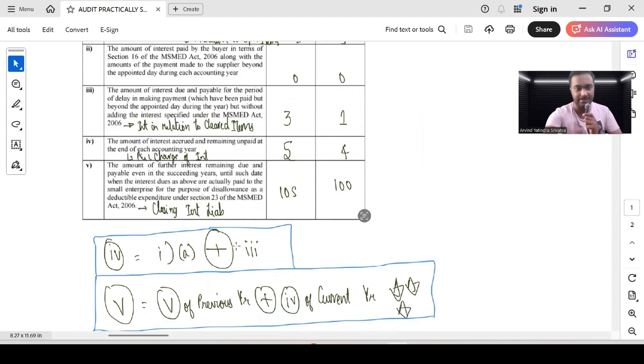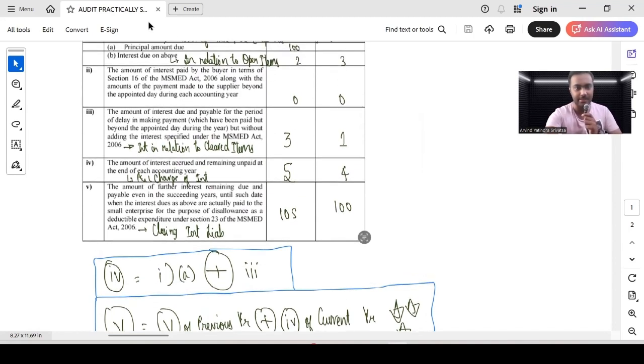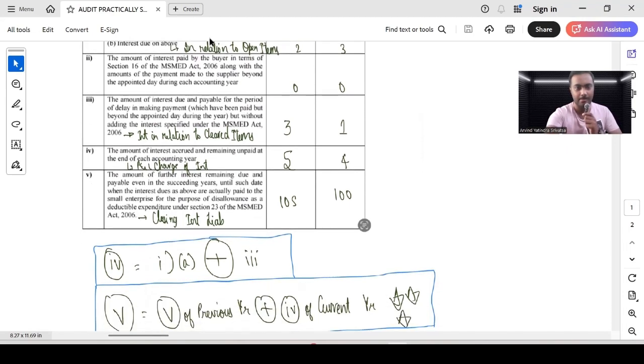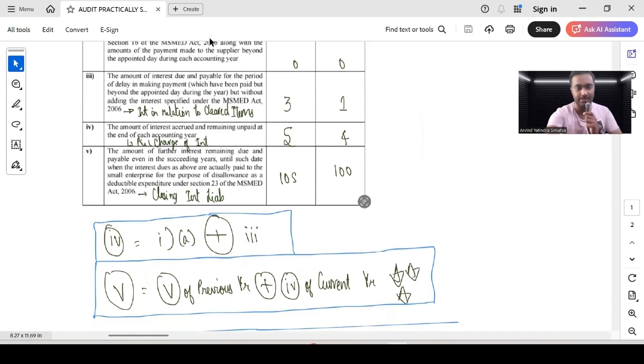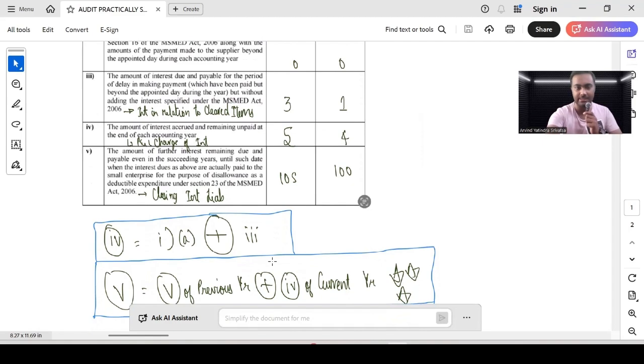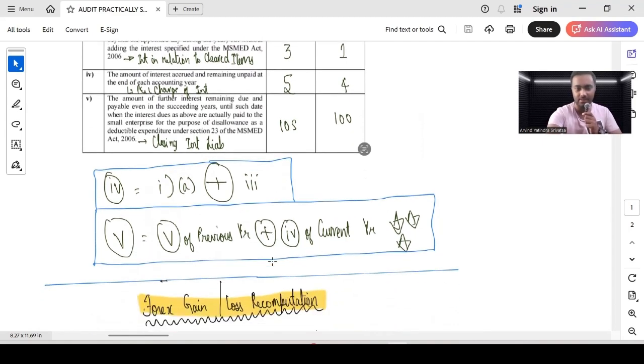Yeah, so this is what I've explained. Basically, 4 is equal to 1a plus 1b plus 3, which is your interest in relation to open items plus your interest in relation to cleared items, and your 5 is equal to basically your previous year's closing balance plus your total P&L charge for the current year, right?